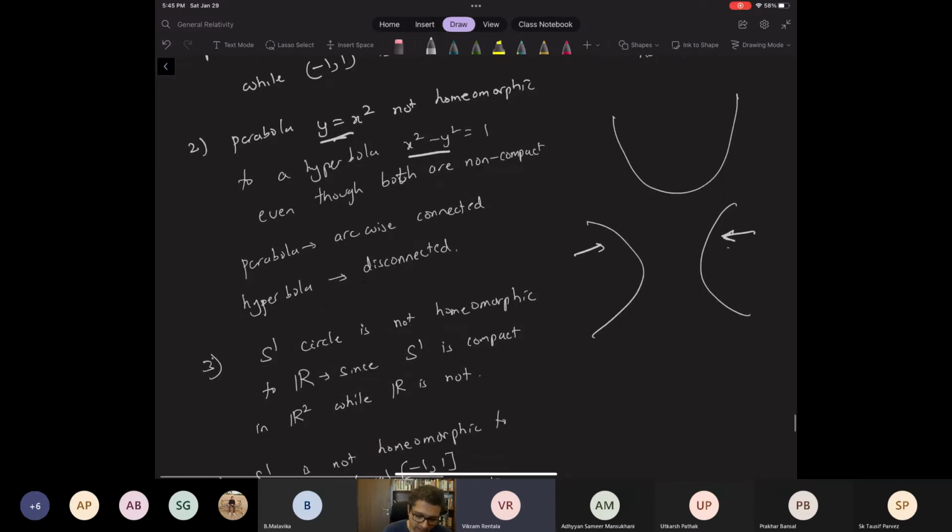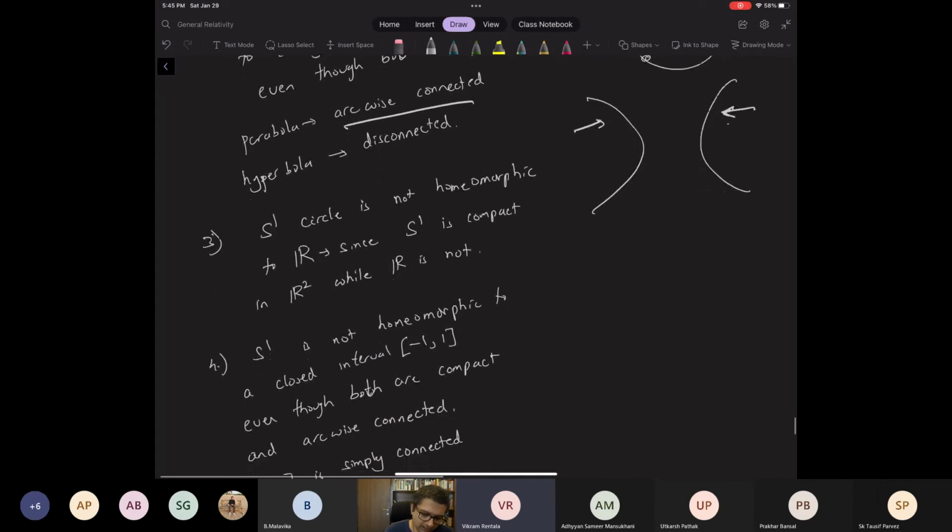So a parabola is arcwise connected. Another way of saying it is the parabola is arcwise connected. The hyperbola is disconnected. It has two disconnected pieces. So connected spaces and disconnected spaces are not homeomorphic to each other. A circle is not homeomorphic to the real line.